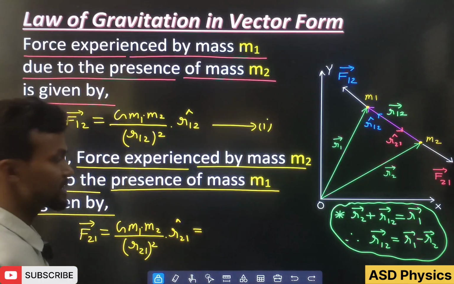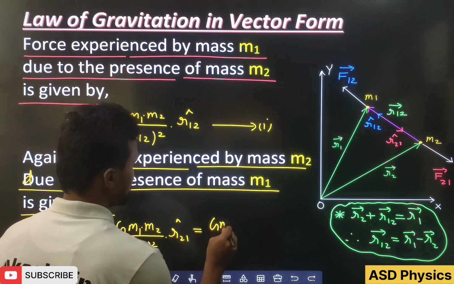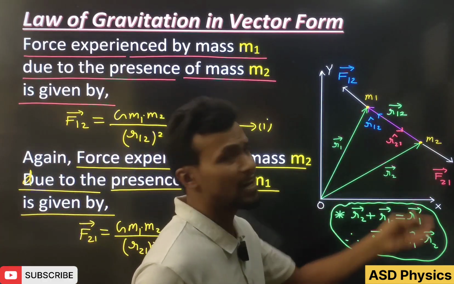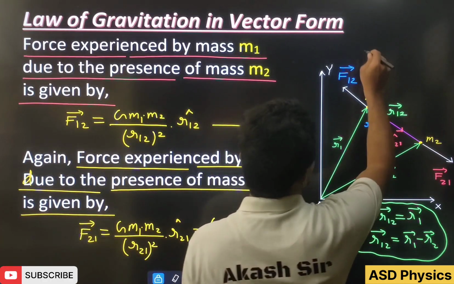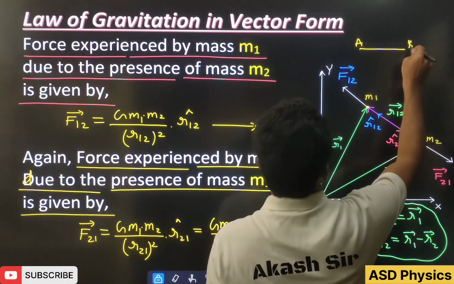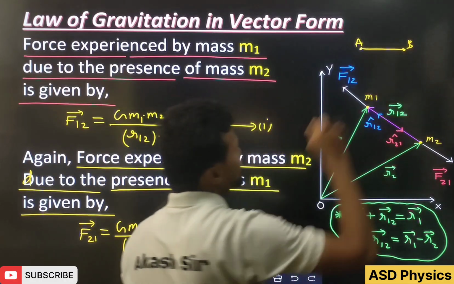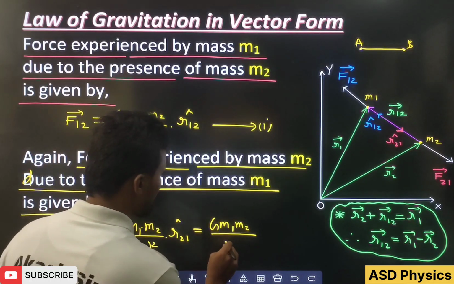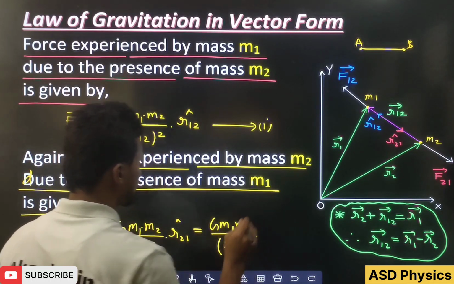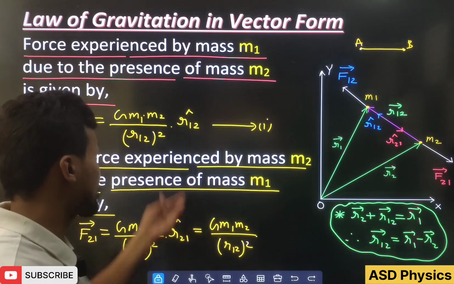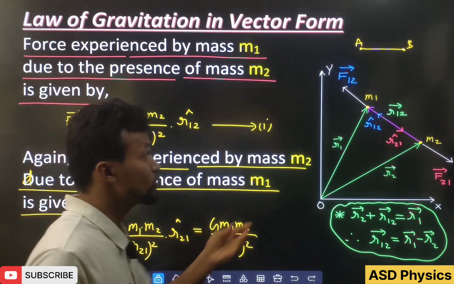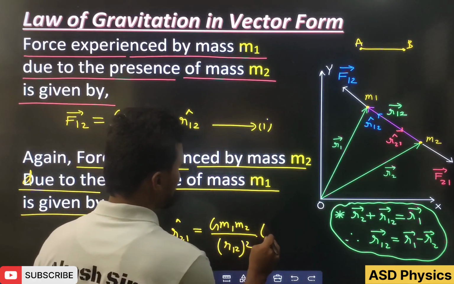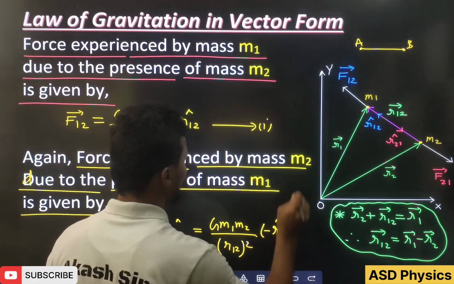G M1 M2 by the distance, whether we write R12 or R21, both are the same. For example, take this length, this is AB. I can tell the length is AB or I can tell the length is BA, both are the same. So R21 square, even I can write R12 square, not a problem. But the directions of R12 cap and R21 cap are opposite. That means R21 cap I can write as minus of R12 cap.